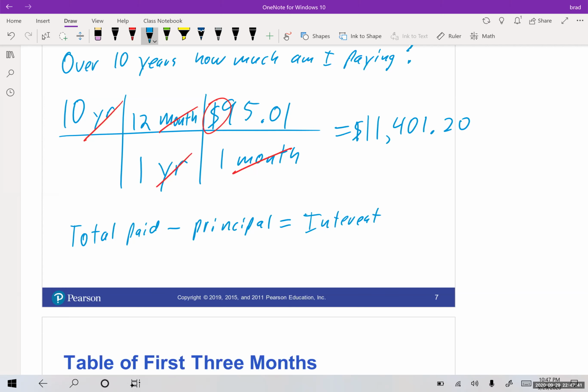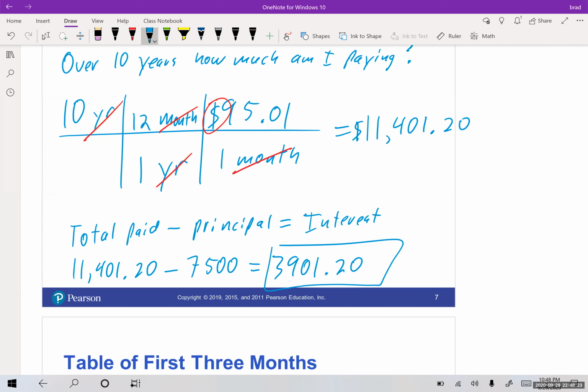So we're going to see how much they made off of us just in interest. The principal was $7,500. If we round off, let me get my calculator out. So we're going to do 11,401.2 minus 7,500. So we get 3,901.20. But in reality, it's $3,900. So they made $3,900 off of us in just interest, just for loaning us the money.